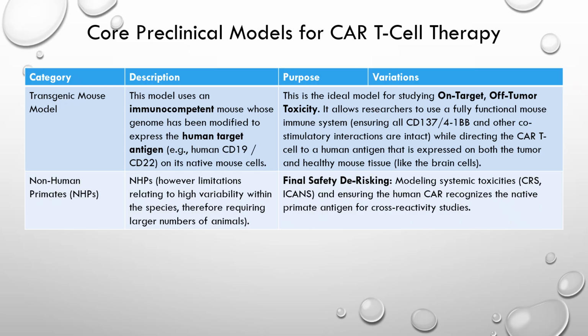So there's that limitation with that, but it does give us information on, for example, toxicities, specifically ICANS, and ensuring that the human CAR recognizes the native primate antigen for cross-reactivity studies. So it's much more realistic of what would happen in terms of toxicity, because that would be what we would be looking at really here, to what would happen in humans.